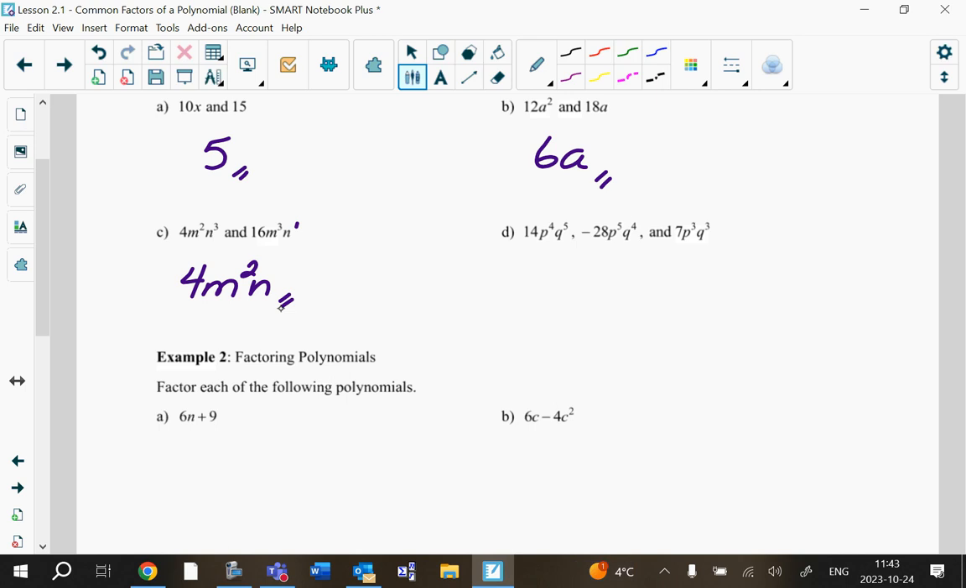This one. 7. I heard it whispered, p to the third. Q to the third. Way to go, Ayla. Yes, that's super.